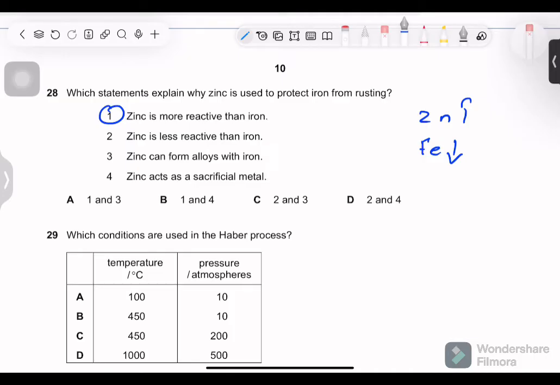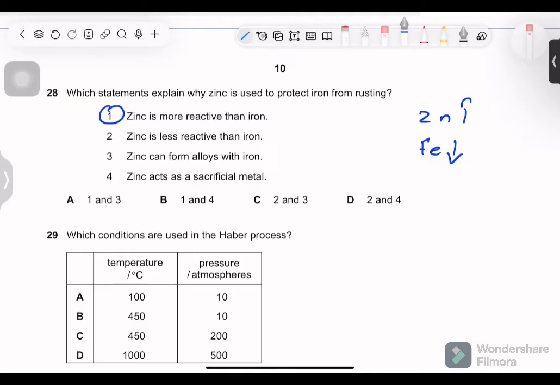Zinc first quickly reacts with the moisture and the oxygen, and covers the iron. And zinc does not rust. So it protects the iron in this way. If it were less reactive, then there would be no reason for using zinc. Zinc can form alloys with iron. Zinc cannot form alloys with iron.